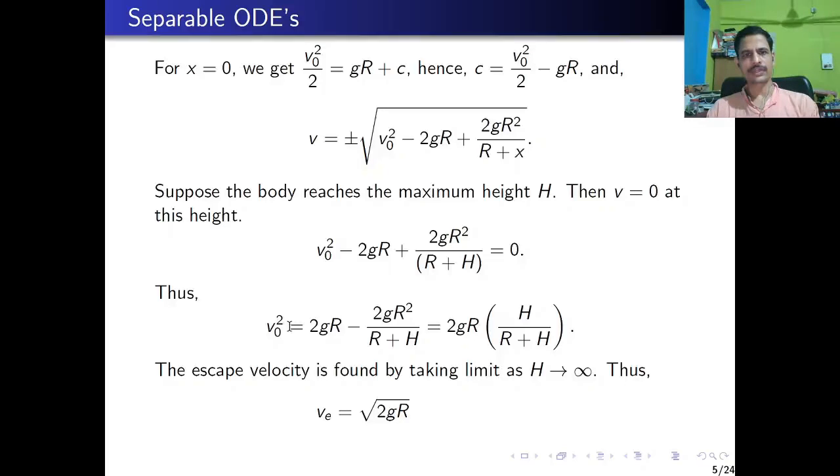So if we take the square on the other side, we get square root of 2gr. So if you substitute the value of the radius of the Earth and the acceleration due to gravity and calculate this quantity, this comes out to be 11 km per second.